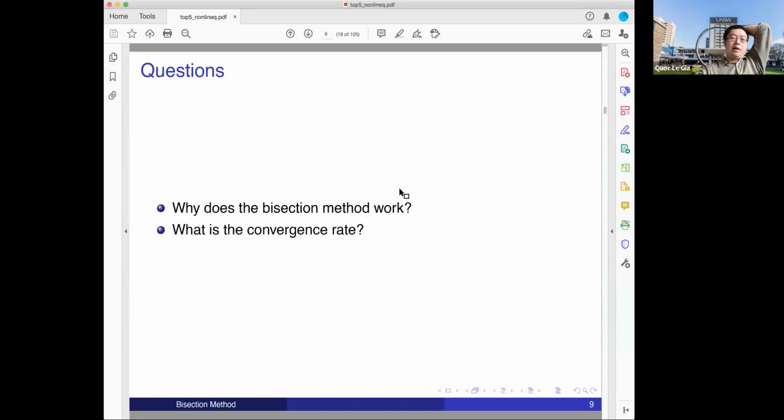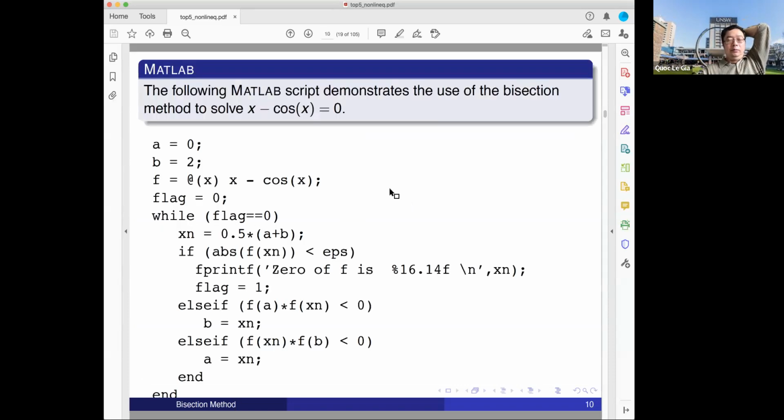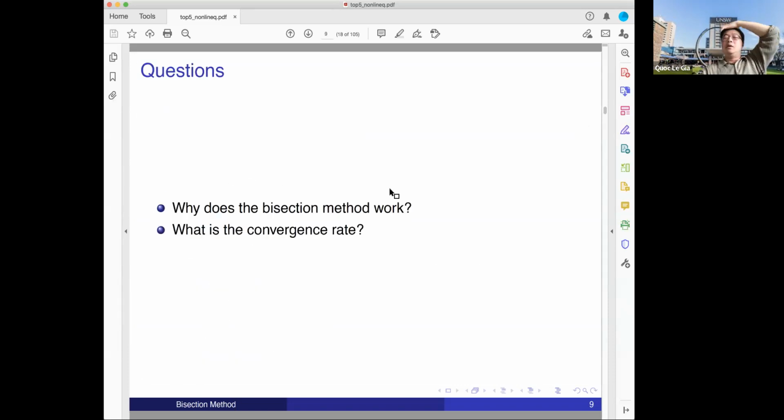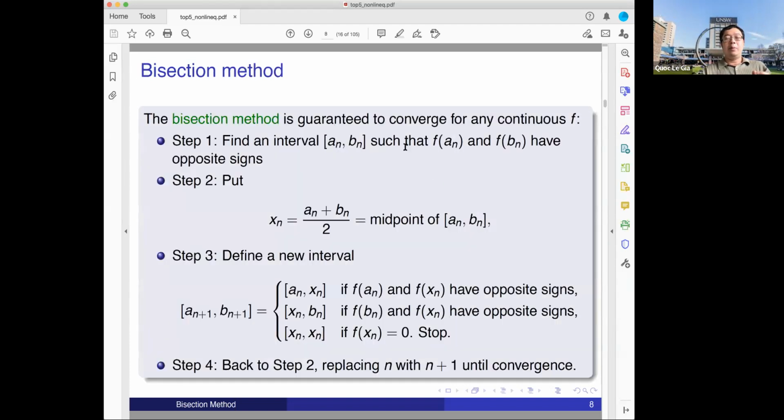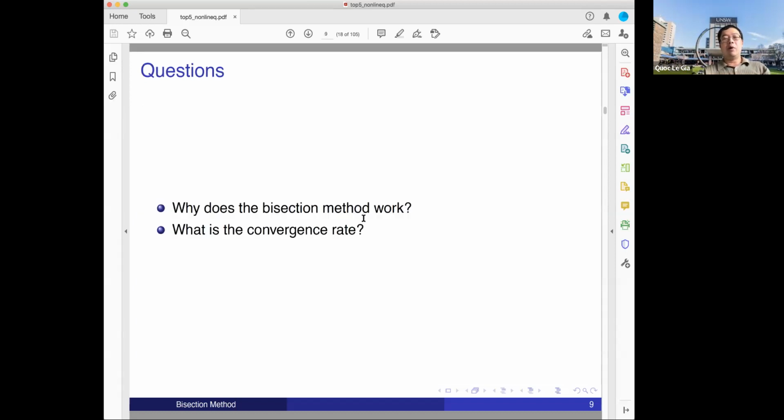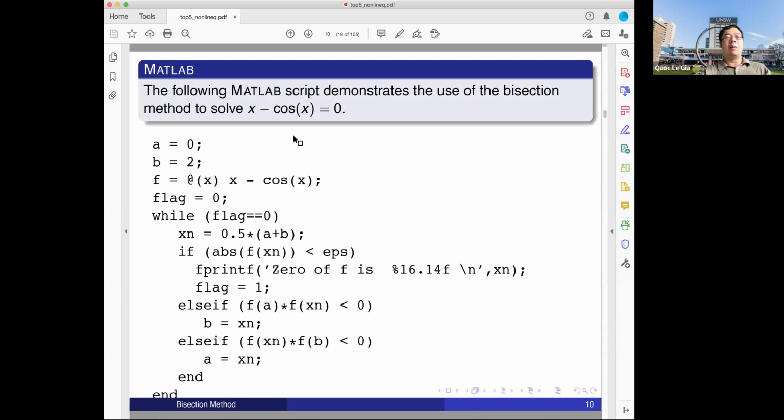And now what is the convergence rate? Every time you reduce the interval by half, right? So you start with a_n and b_n, and every time you just halve the size of the interval. So the convergence rate will be about 2 to the minus n. Okay, so now this is the MATLAB script for how to use the bisection method.